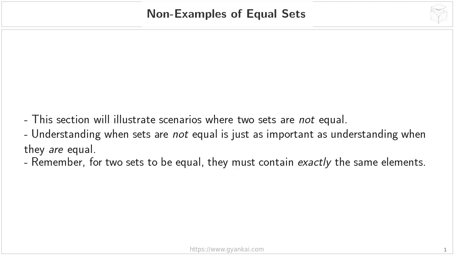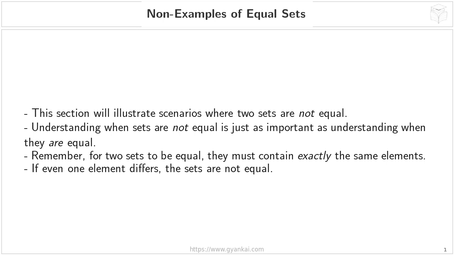Now, let's quickly recall the core principle. For two sets to be considered equal, they absolutely must contain exactly the same elements. No more, no less. And this is the key point. If there's even a single element that's different between the two sets, then they are definitively not equal. We'll see this illustrated clearly in the examples coming up, so pay close attention to how even one differing element changes everything. In the next few slides, we'll look at specific examples to demonstrate this principle.